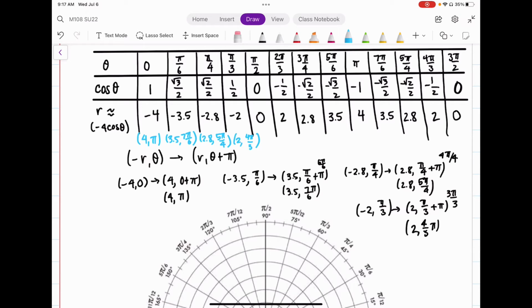And then the rest have all positive r's, and we can graph those. And remember, we're not graphing any of the cosine theta, we just use that to find our r value.